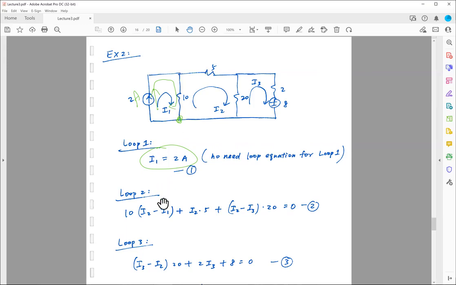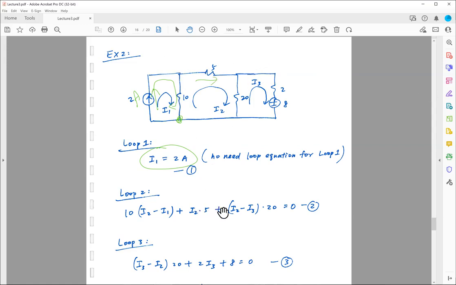I2 minus I1 is my net current flow, and this net current flow is going to follow the direction of this I2 current. So I2 minus I1, the net current flow, multiplied by 10, plus I2 times 5. I'm still going clockwise, so now I'm over here and the current is going through this 5 ohm resistor.